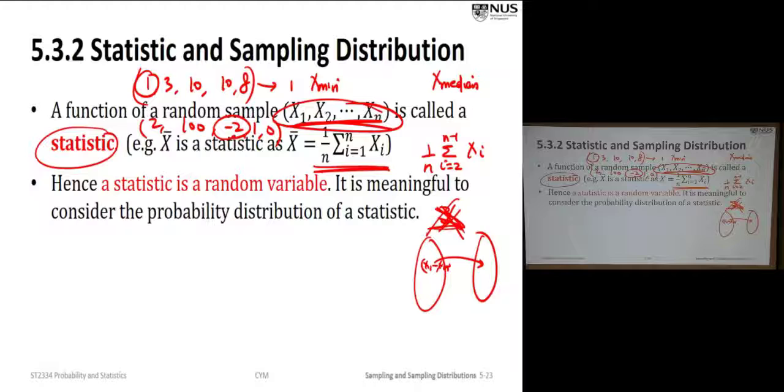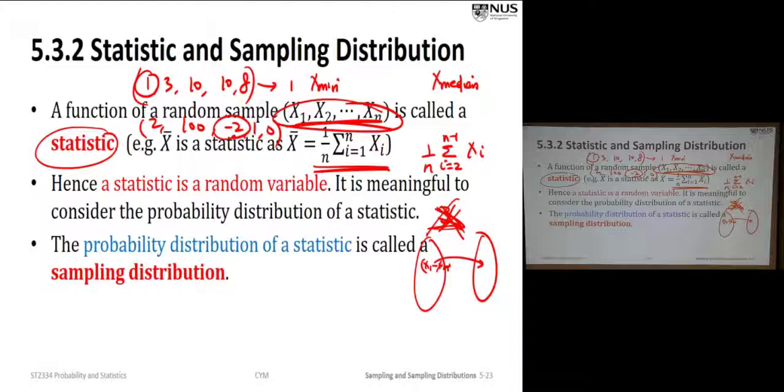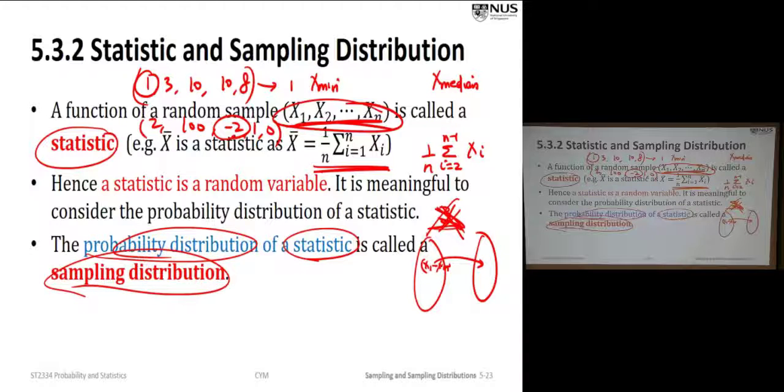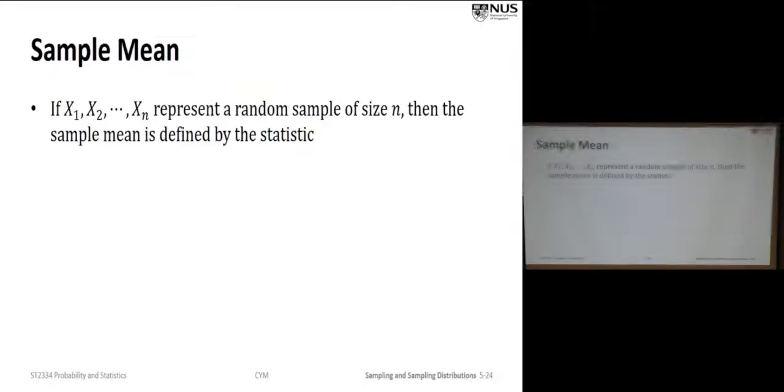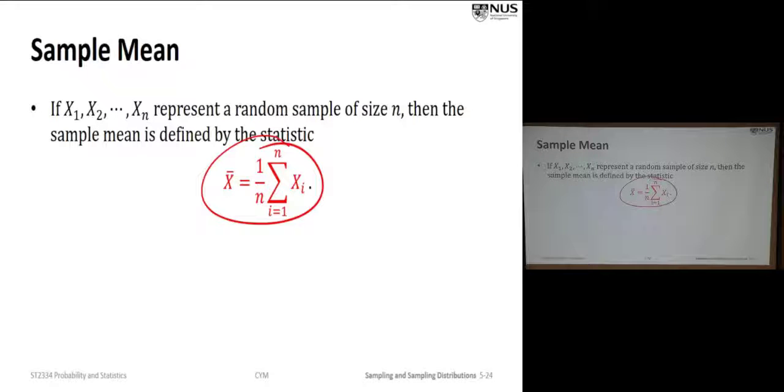So naturally, when we talk about a random variable, we want to know the distribution. How does this random variable behave? The probability distribution of this statistic, which is a random variable, is called the sampling distribution of that random variable. In particular, in this section, we talk about the sample mean, which is the average of the random sample. So how does this X bar, we call it the sample mean, behave?